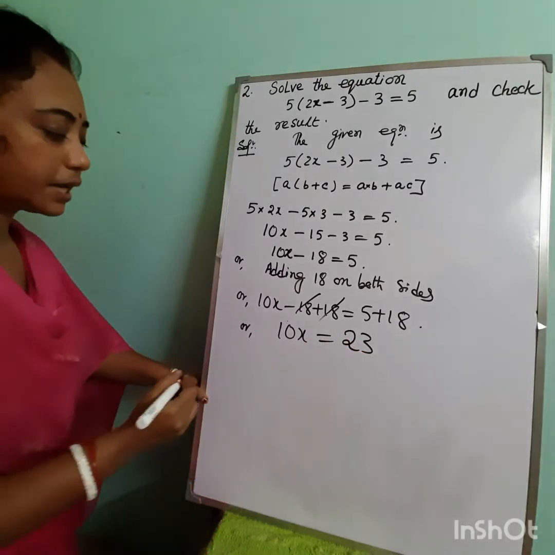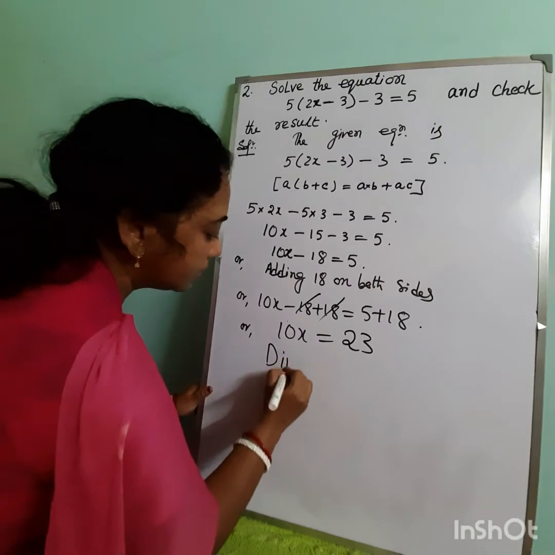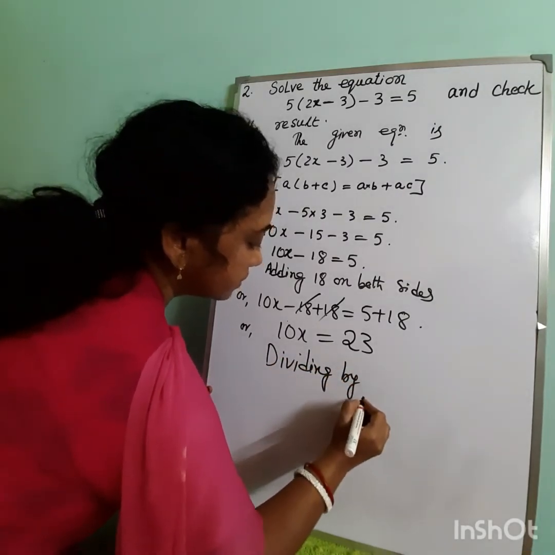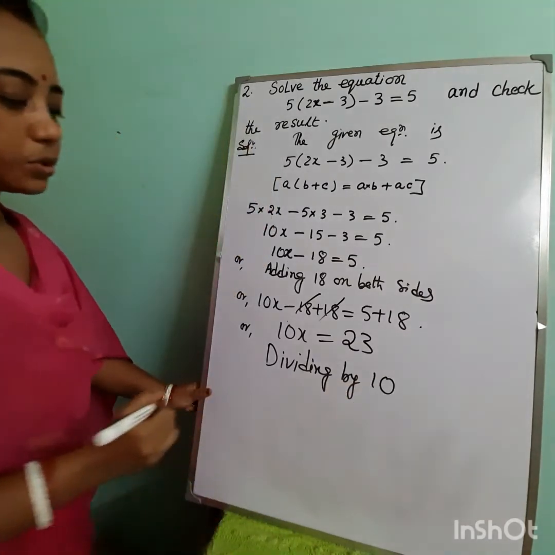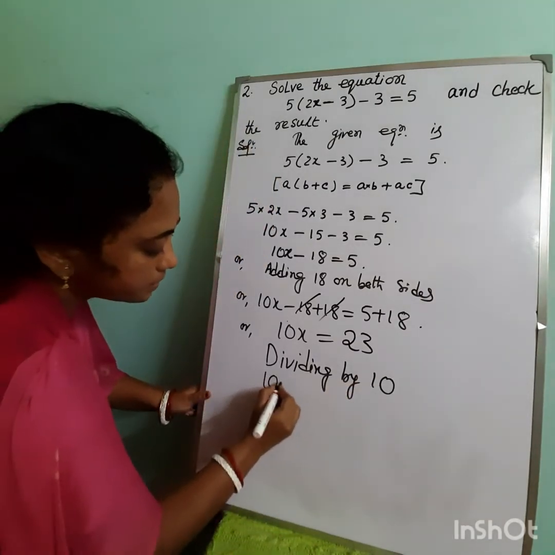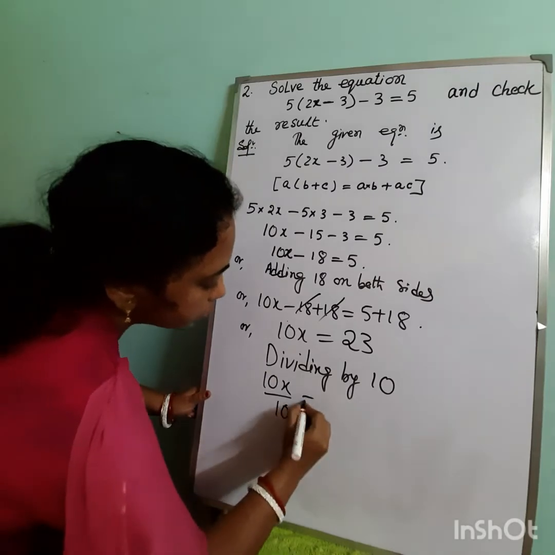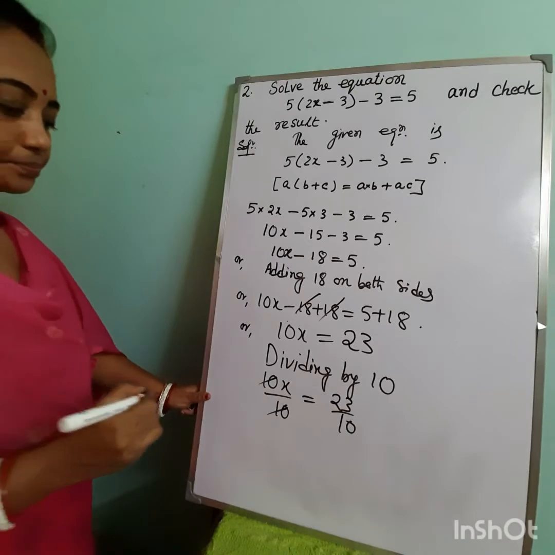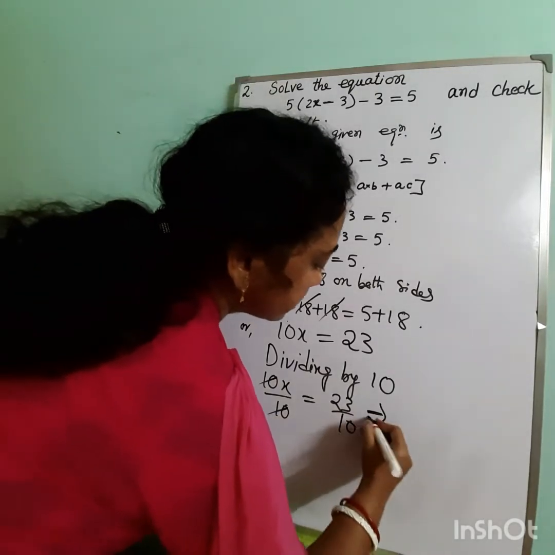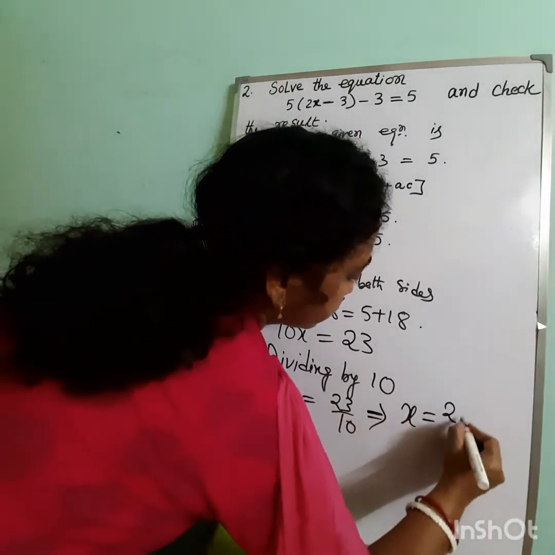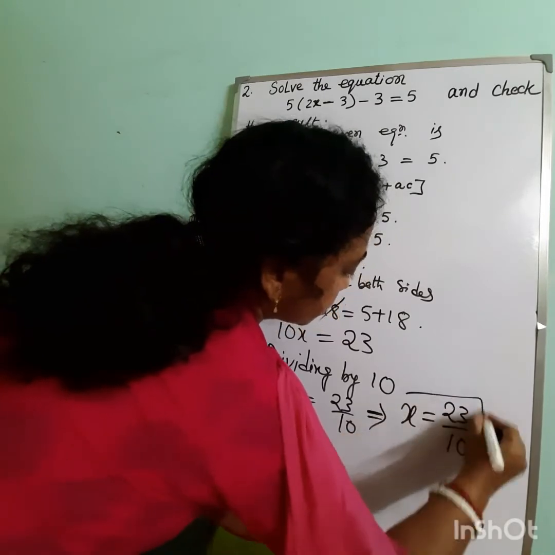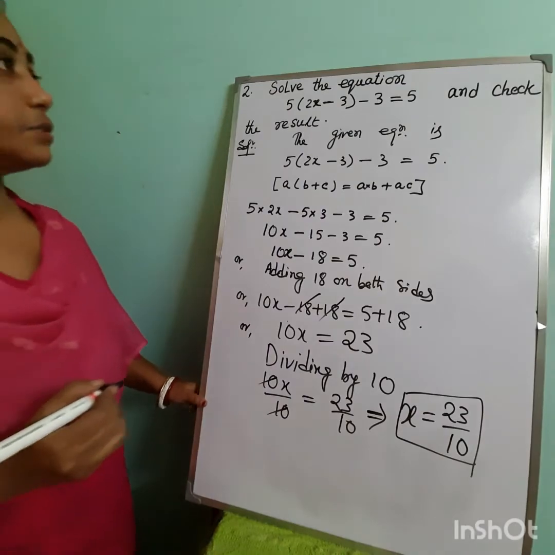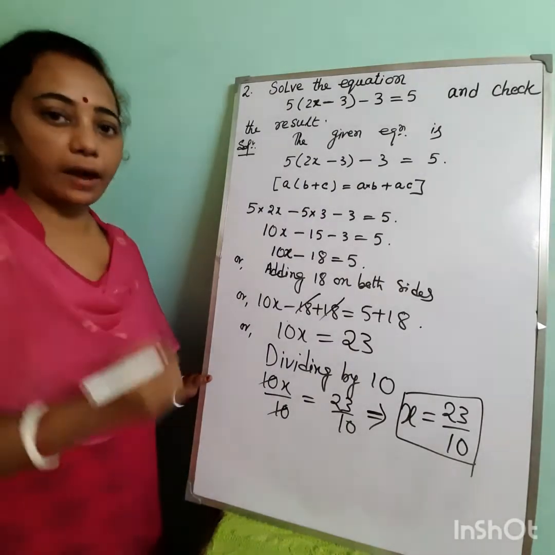Now dividing both sides by 10, we get 10x divided by 10 is equal to 23 by 10. So this 10 will cancel out. This implies x is equal to 23 by 10, which is the solution of the given equation. Now for this question it is mentioned to check the result, so we have to check.